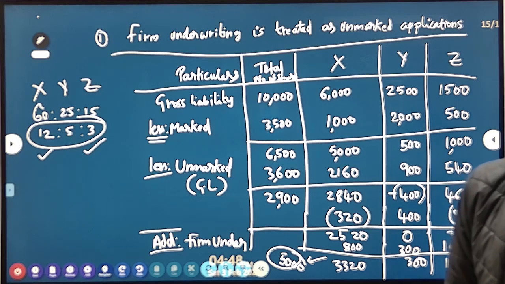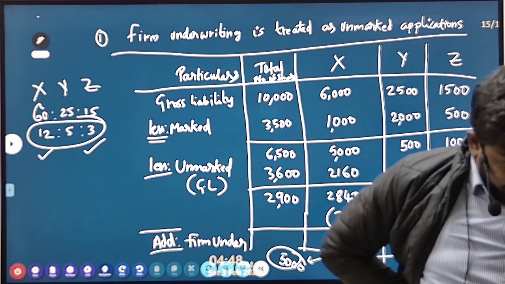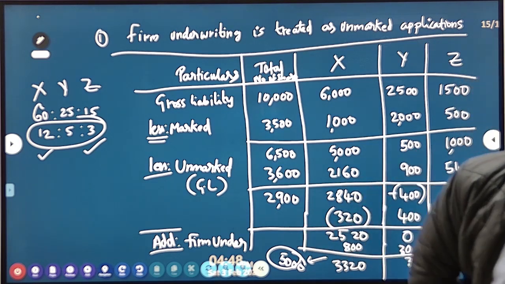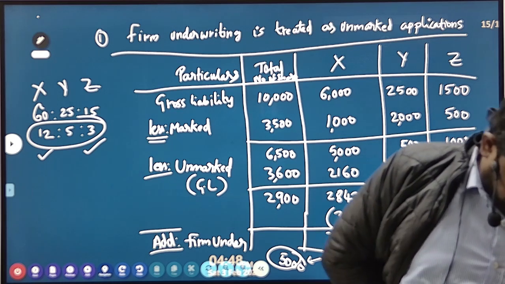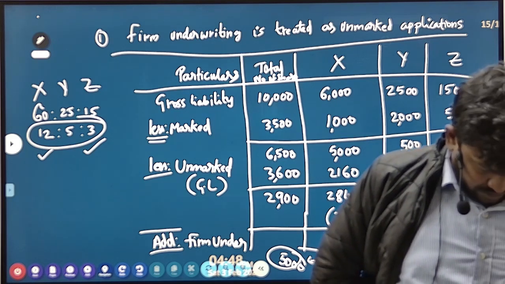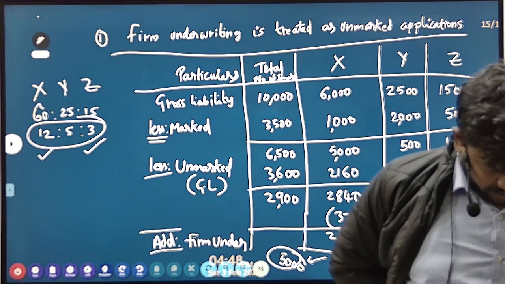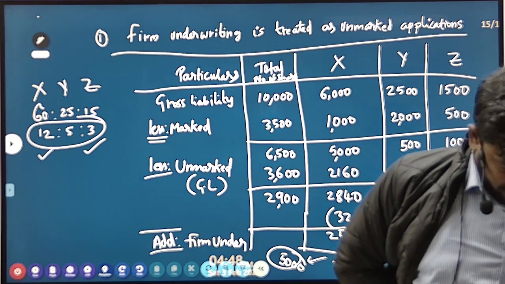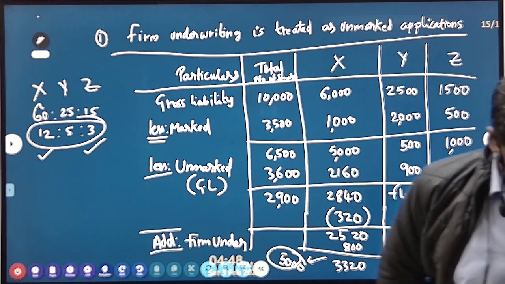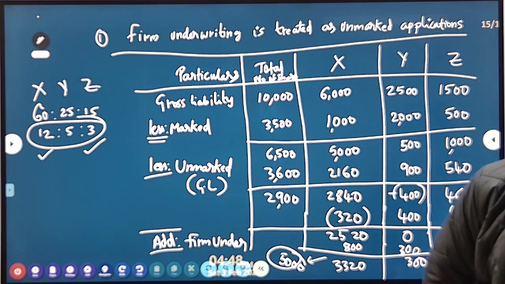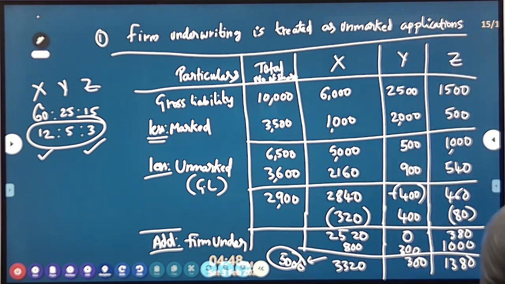If you have any doubts, you can ask. समझ गए till now? Now second part.